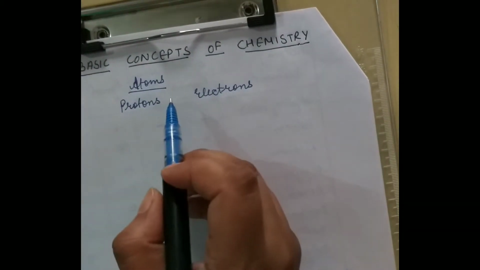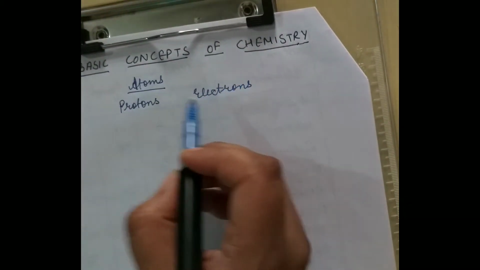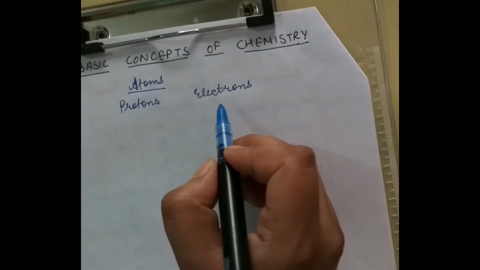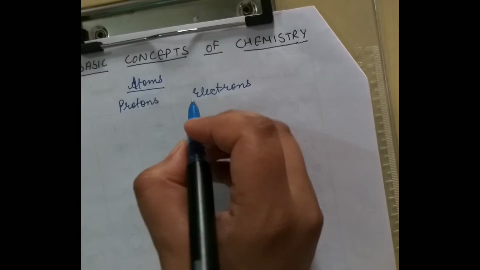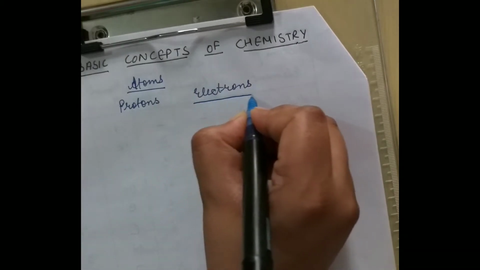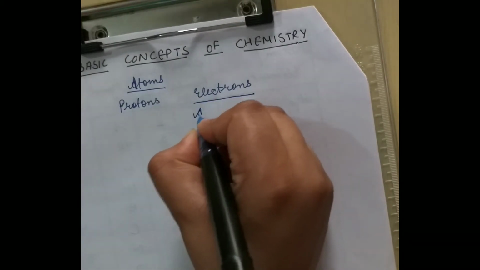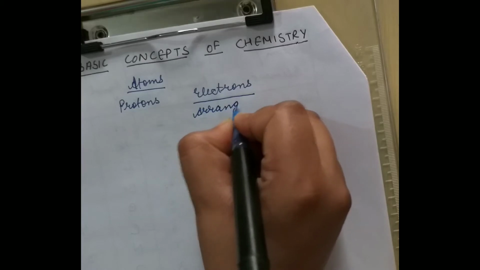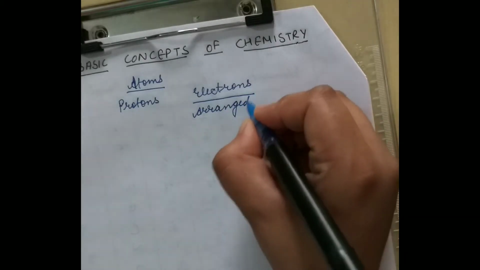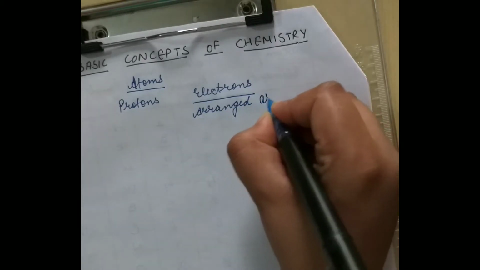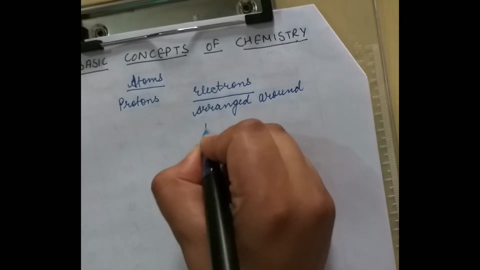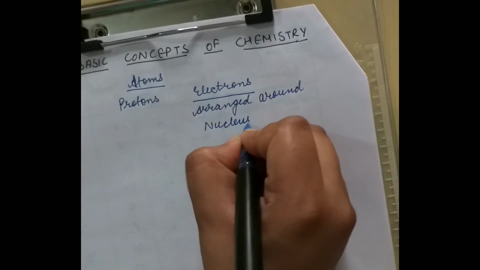So today we are going to discuss the basic concepts of chemistry. Earlier we discussed atoms, what protons are and what electrons are. Now we are going to discuss how electrons are arranged around the nucleus of an atom.